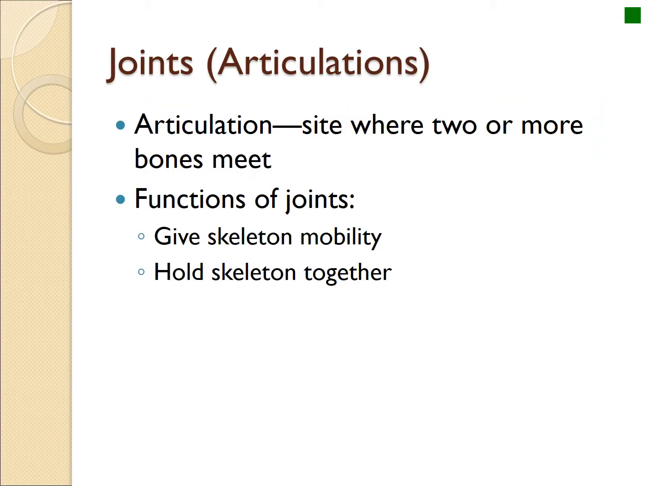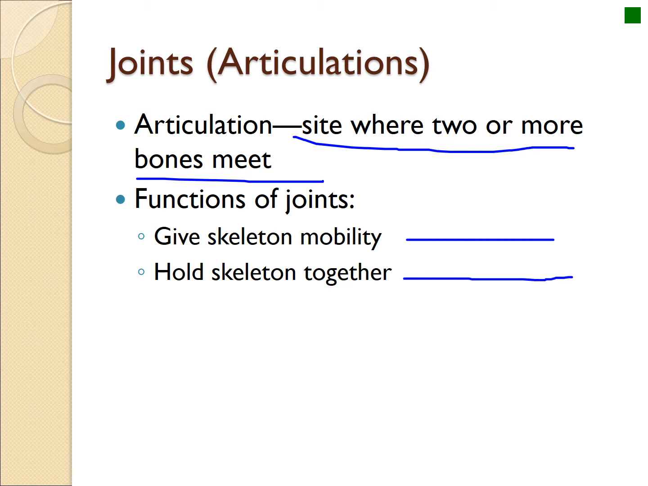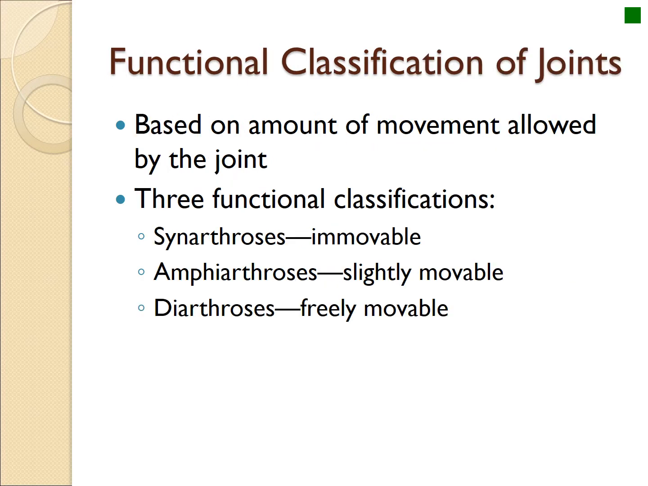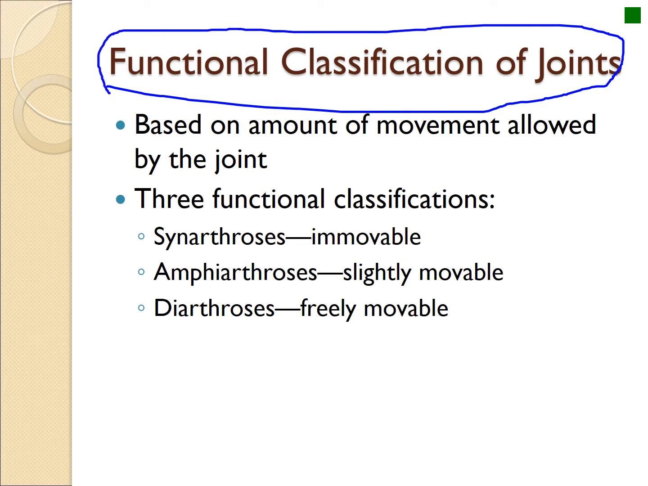So what is an articulation? It's technically a site where two bones meet, and the function is to give the skeleton mobility or to hold the skeleton together, like we just mentioned earlier, looking at the three examples. The way we classify joints, and this is going to be your biggest problem, is because there's a couple of ways to classify joints. The most commonly used way that we're going to use in this book is to base it on the amount of movement that's allowed by that joint. So we're going to see that there are three generally functional movement categories.